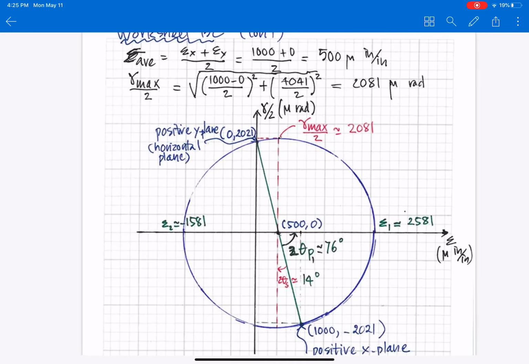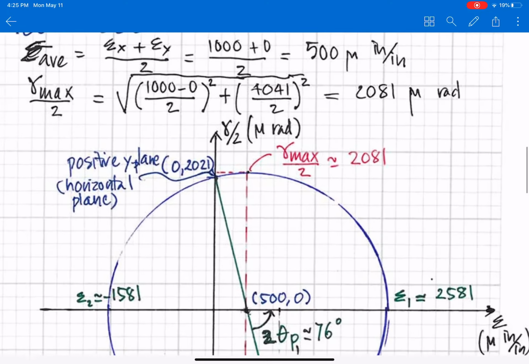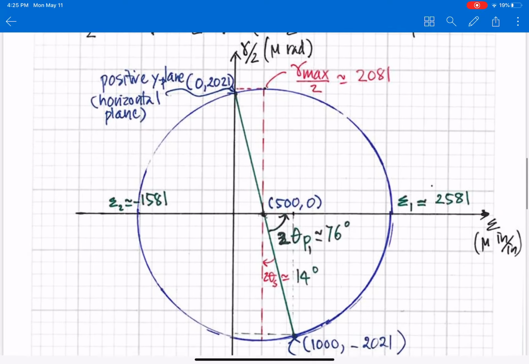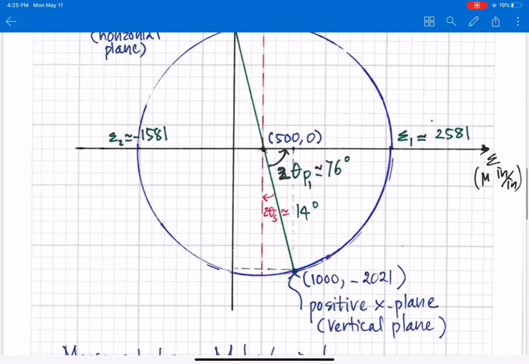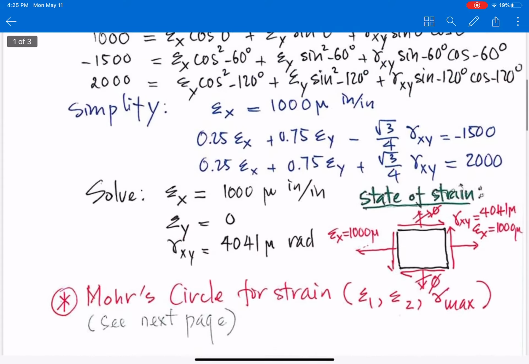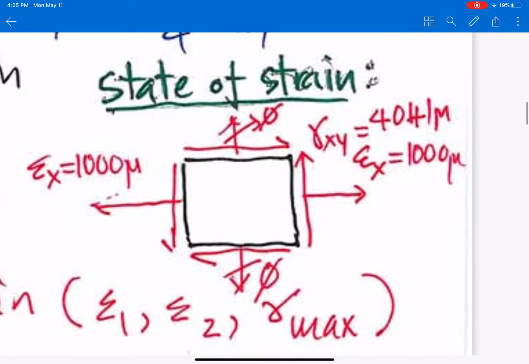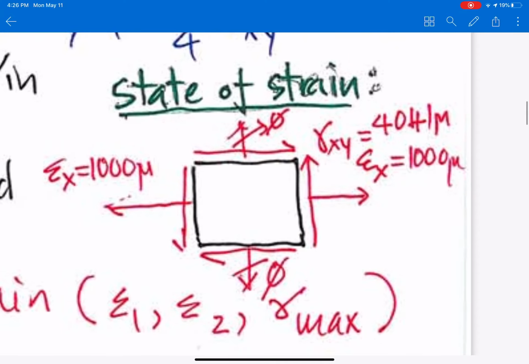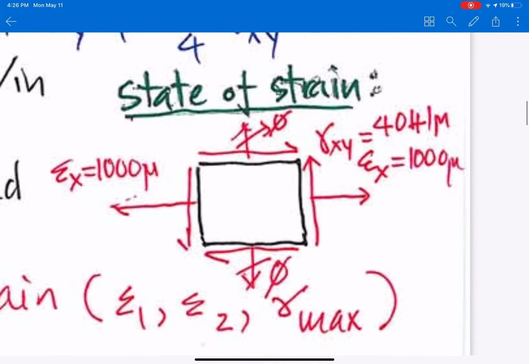You get negative 1581 micro. So epsilon 1, gamma max over 2 equal to the radius, 2081. And then go back to the positive x plane and y plane, as you recall. For this case, the state of strain, you can see epsilon x positive, gamma xy. If you use the equation in this case, it's positive because they go to the positive y-axis.